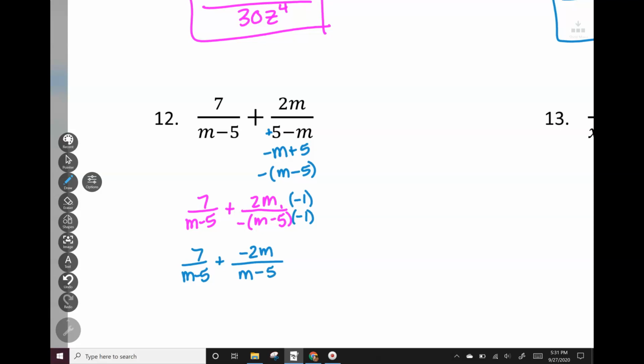Okay, now that our denominators match, we will add straight across the top. 7 minus 2m over m minus 5. So it's all about getting those denominators to match, and then remembering that you add across the top and leave the bottom the same.